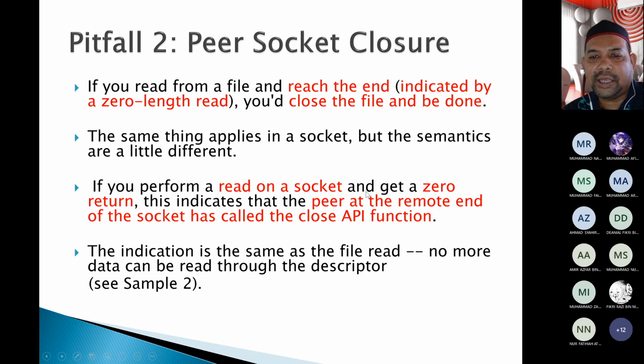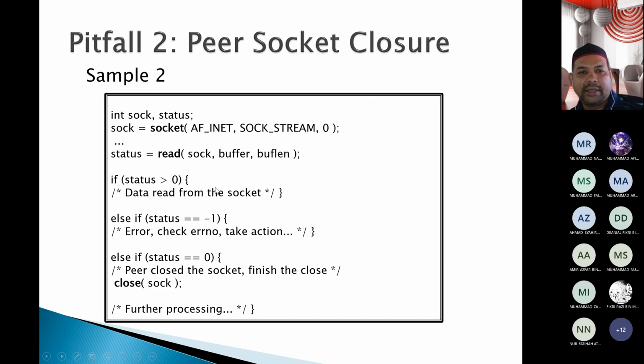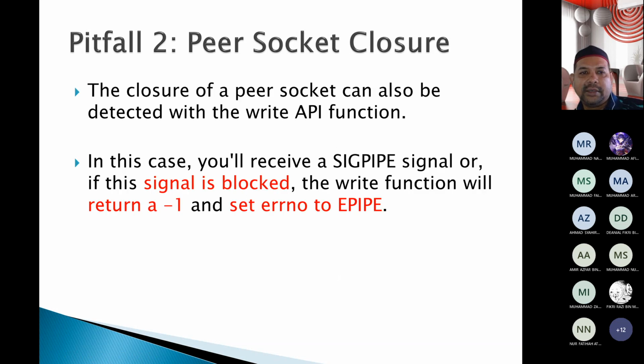You perform a read on a socket and get a zero return, that indicates that the peer at the remote end of the socket has called the close API function. The indication is the same as the file read, so no more data can be read through the descriptor. Okay, ini contoh dia. Kita ada if status read ni, so kita akan close. Betul tak? Okay, kita akan close.